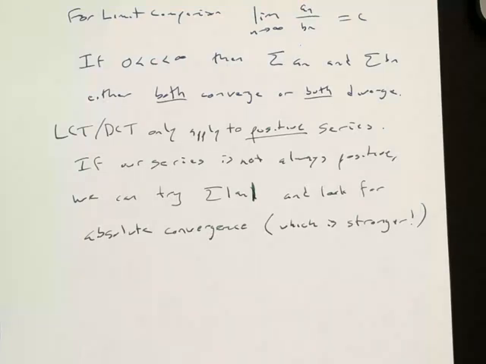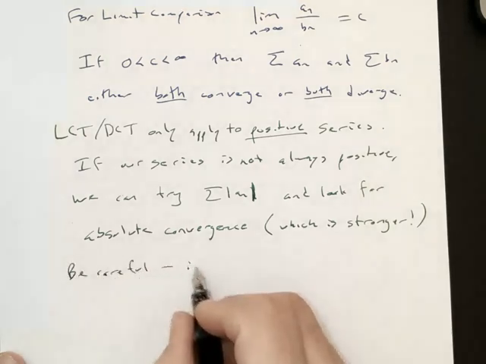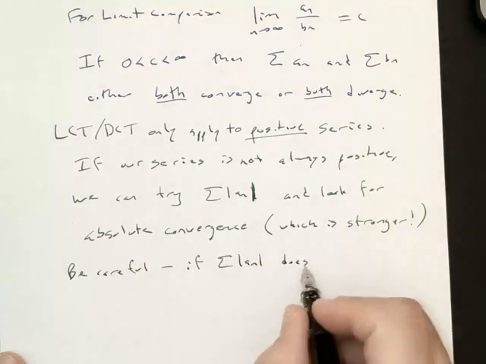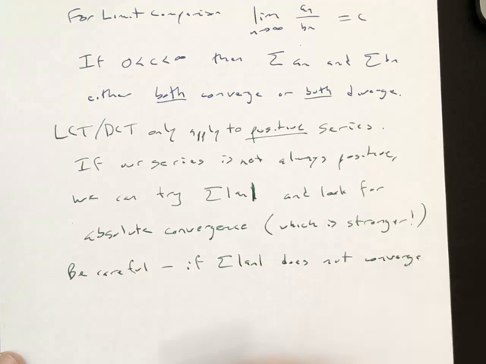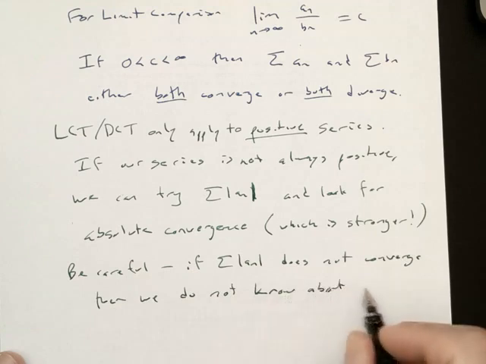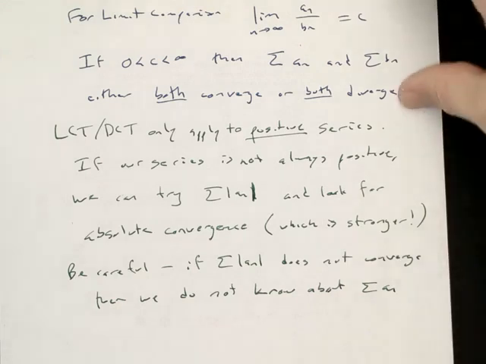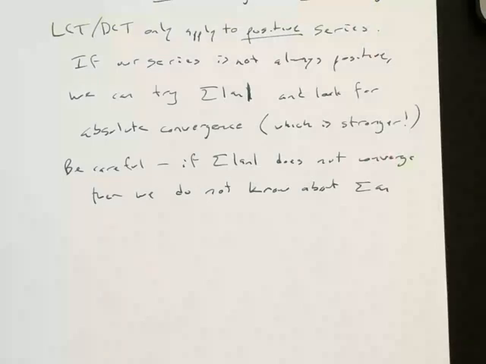Now, which is the stronger sentence? It means if it converges in absolute value, then it converges regularly. But absolute convergence telling me about regular convergence doesn't work in reverse. If the absolute one diverges, I haven't learned anything. But as soon as I say, hey, the absolute one diverged, well, then maybe I should check for divergence.